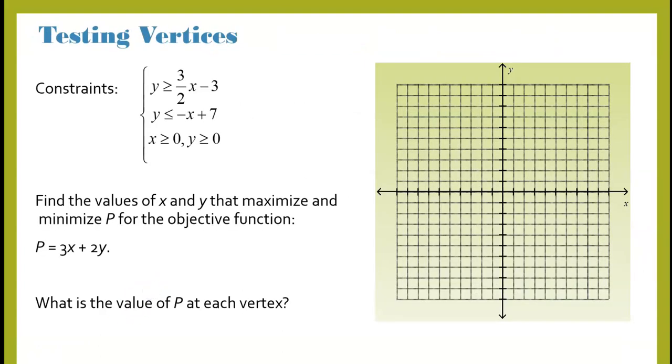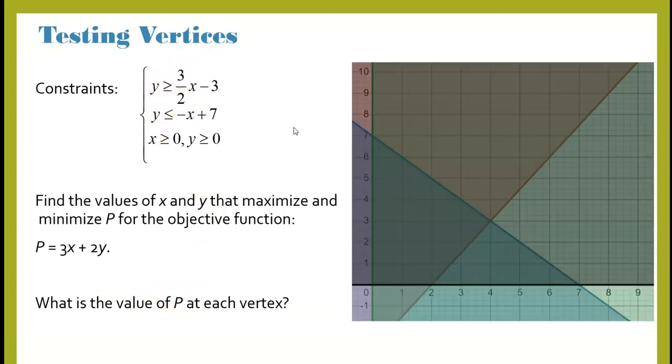Let's take a look at how we do this. Here we've got a linear programming system. There are constraints. We're going to find the values of x and y that maximize and minimize p for the given objective function, which is p equals 3x plus 2y. And so one of the things we need to do is first graph the constraints. So I'm going to go ahead and graph the constraints. There are all the constraints.